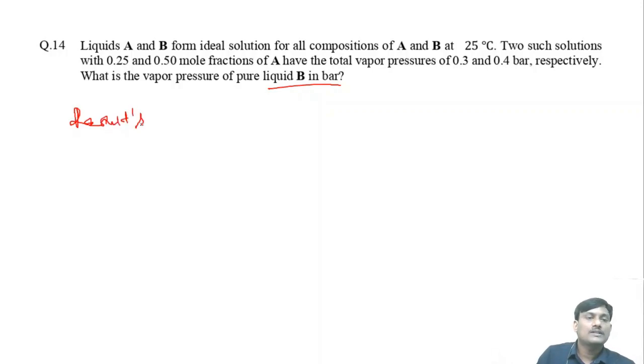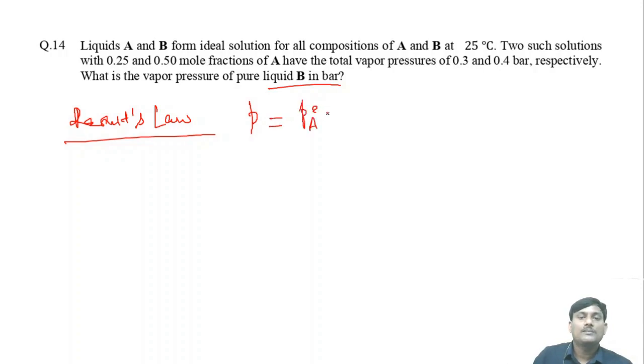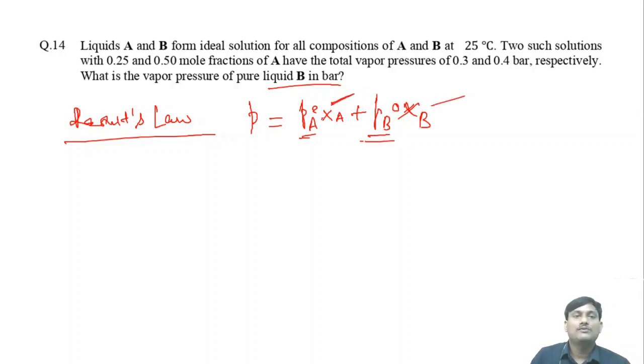According to Raoult's law, suppose if you take a solution containing liquid A and liquid B, the total vapor pressure is equal to PA naught XA plus PB naught XB. These are the pure vapor pressures: PA naught is for liquid A, PB naught is for liquid B, with XA the mole fraction of liquid A and XB the mole fraction of liquid B. Here directly mole fractions are given.